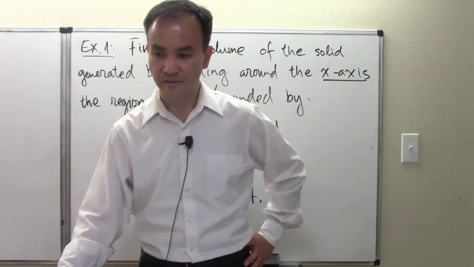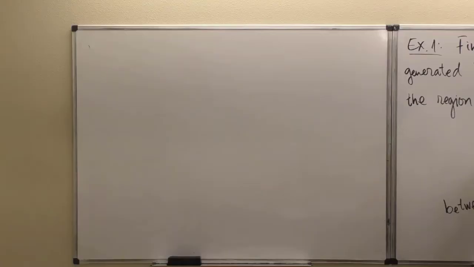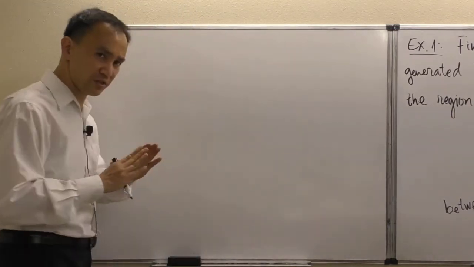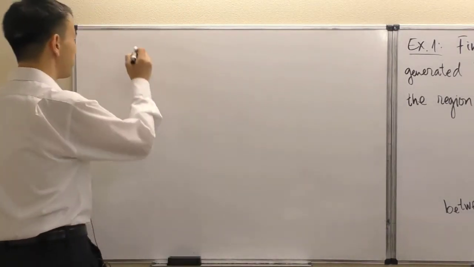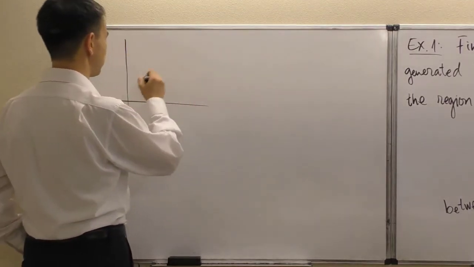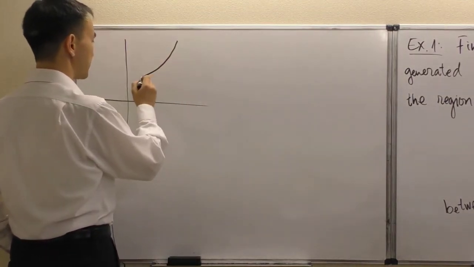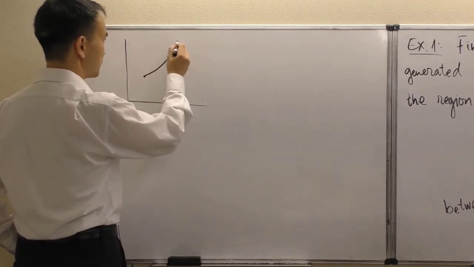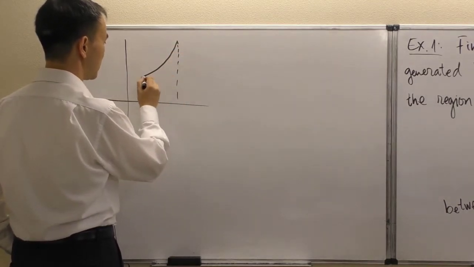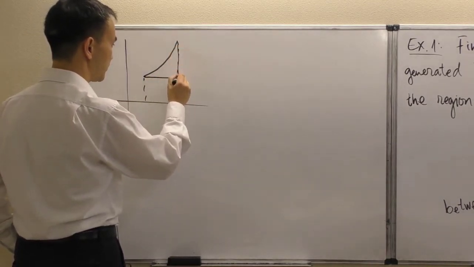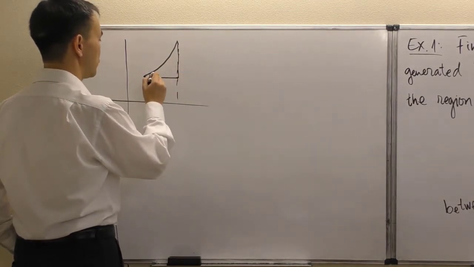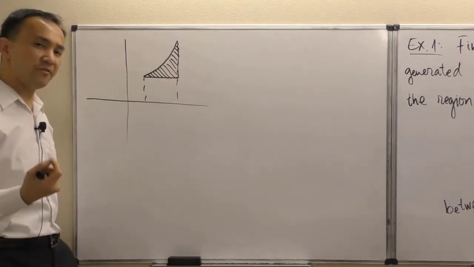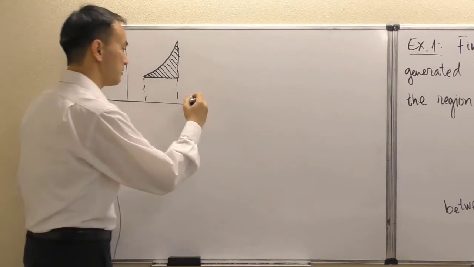Now on my other board, allow me to only draw the part of the region just after we have identified the region. So it looks like we had this piece of a bent curve right here, going from x equals 2 to x equals 4. So it's not a triangle, but it's this bounded region. I'm going to use the slanted line right here to do the shading for my region. And that region there is going to be rotated around the x-axis.